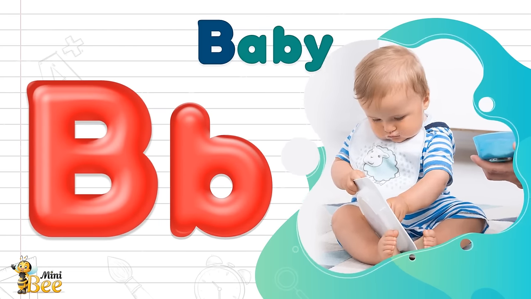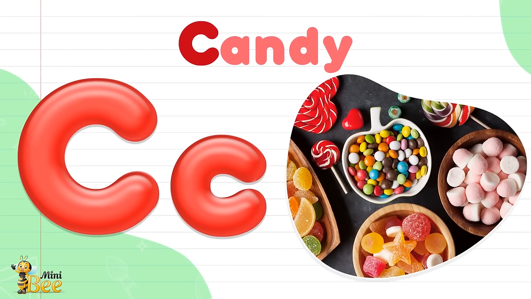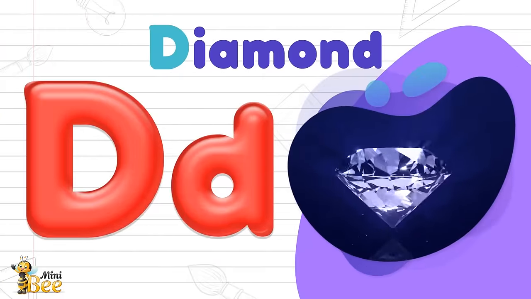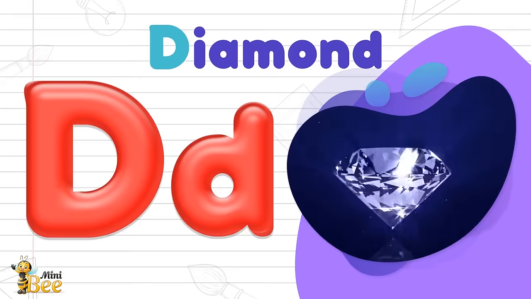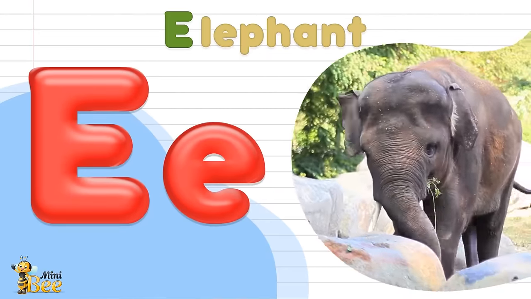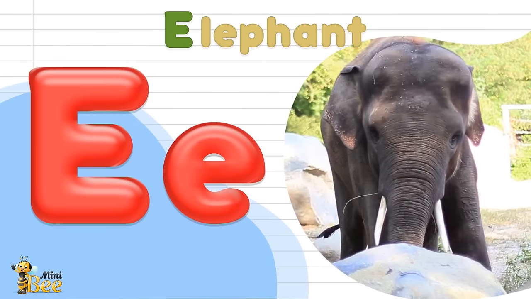B, baby. C is for candy, candy, candy. C, candy. D is for diamond, diamond, diamond. D, diamond. E is for elephant, elephant. E, elephant.